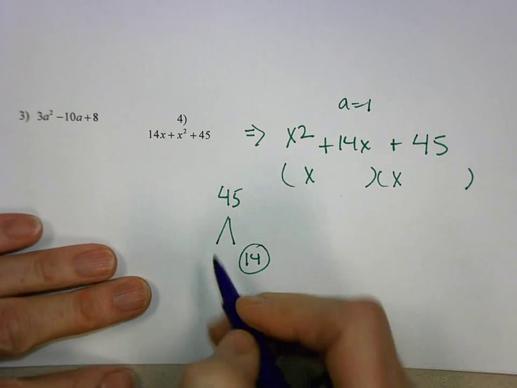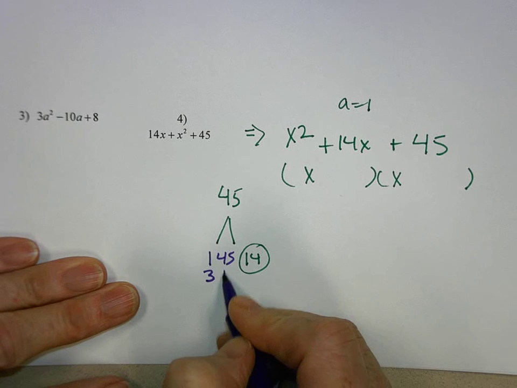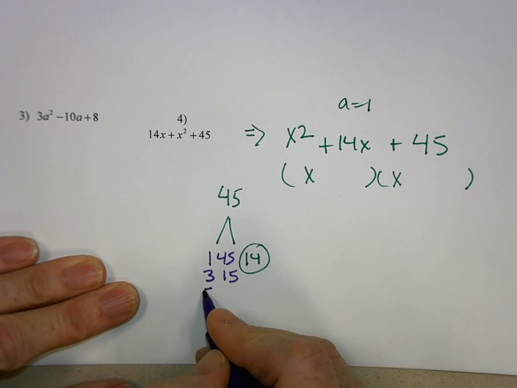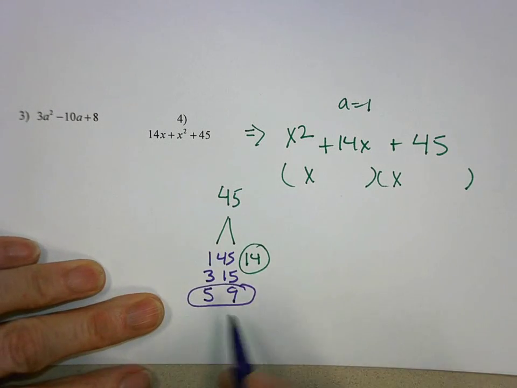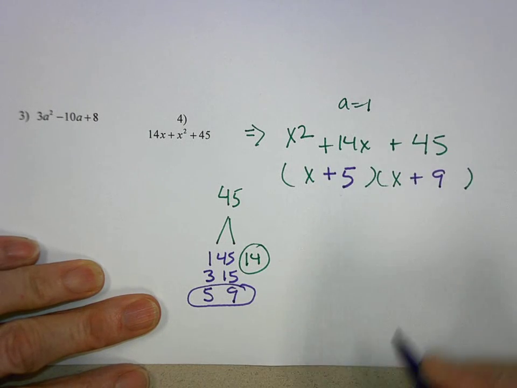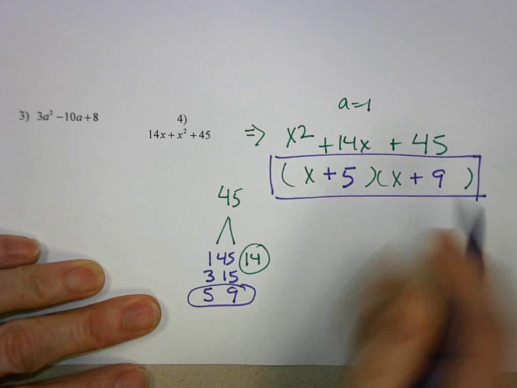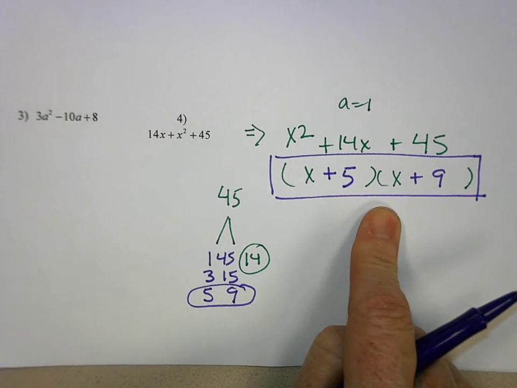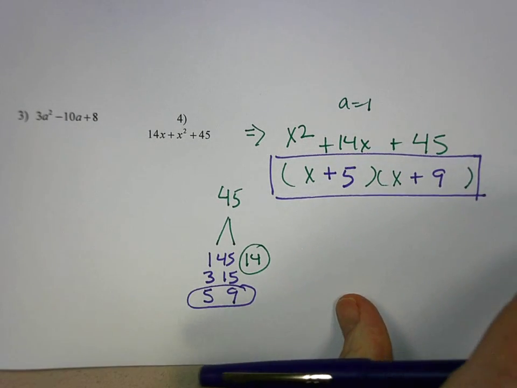Well, I know there are factors of 45, 1 and 45. That won't work. 3 and 15. That multiplies to 45, but that won't work. 5 and 9. That is what works. So I plug it in, plus 5, plus 9. And I am factored, and I cannot factor any further. Neither of those factor any further, so I am done factoring. So you see the steps, they're your general method of attack.